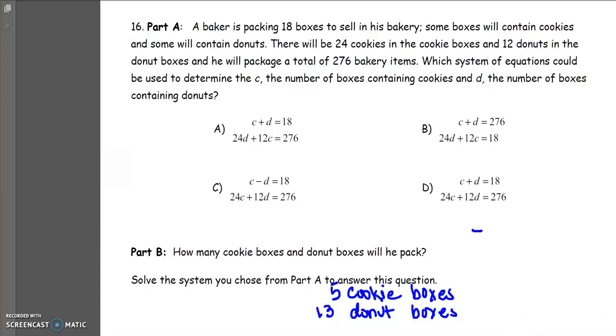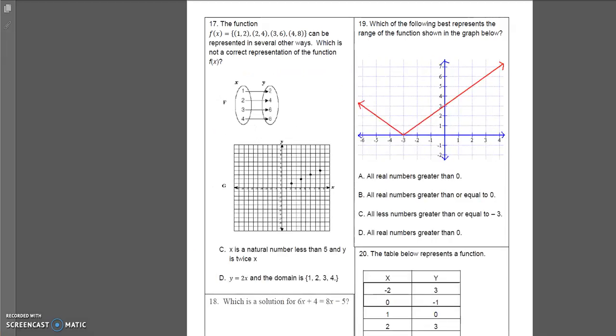How many cookie boxes and donut boxes will he pack? There we go, we have it. Okay, number 17 is asking me to identify the function. This is the function f of x can be represented in several other ways, which is not a correct representation. So we're looking for the one that is not correct, okay? So I had to shrink this a little bit so we could get the whole thing on this one page.